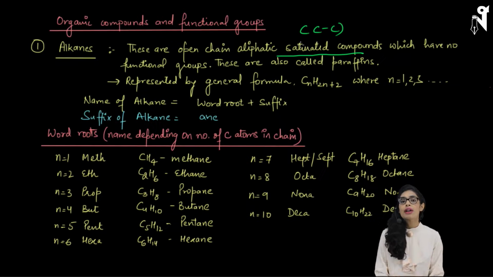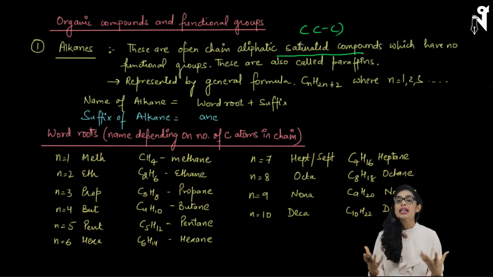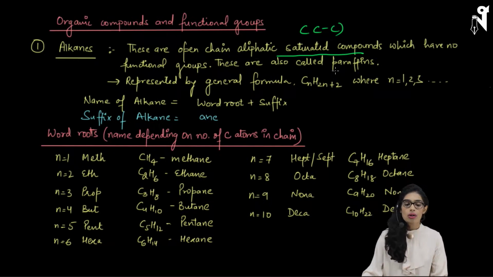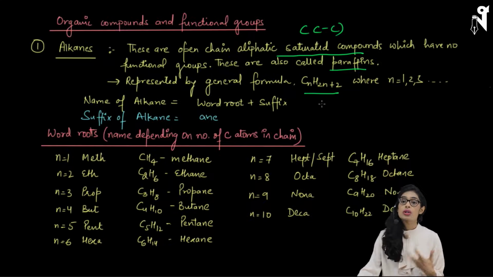These are also called paraffins. They are called paraffins because they are very less reactive. Paraffins are substances which are inert to most things. So they are also called paraffins, and their general formula is CnH2n+2. This is something we have also learned in grade 10.